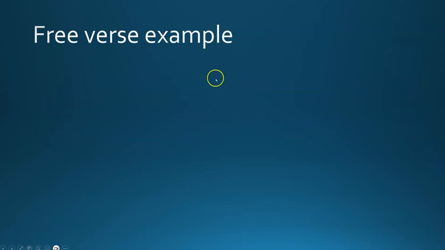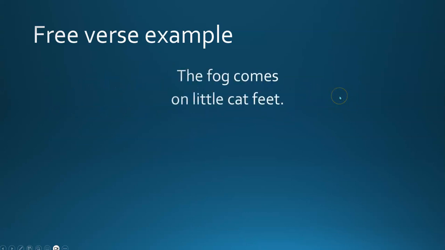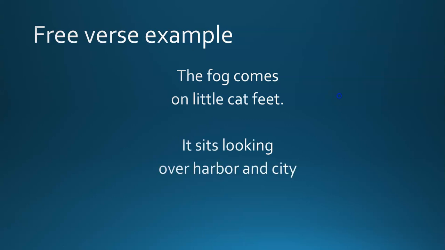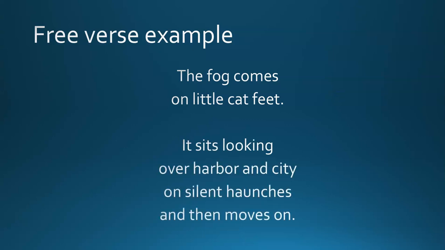So, an example of free verse: the fog comes on little cat feet. It sits looking over harbor and city on silent haunches and then moves on. Now, you'll notice, how many stanzas do we have here? Well, we have two. We have one that's 2 lines, and we have one that's 4 lines. The gap here indicates there's a change as far as the number of the stanzas. So again, this is free verse, and none of this rhymes, but it still has a very poetic kind of flow to it. Okay, free verse.